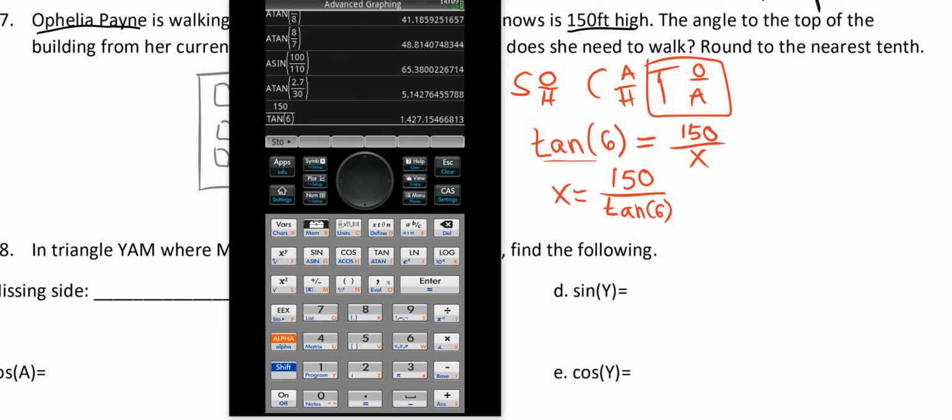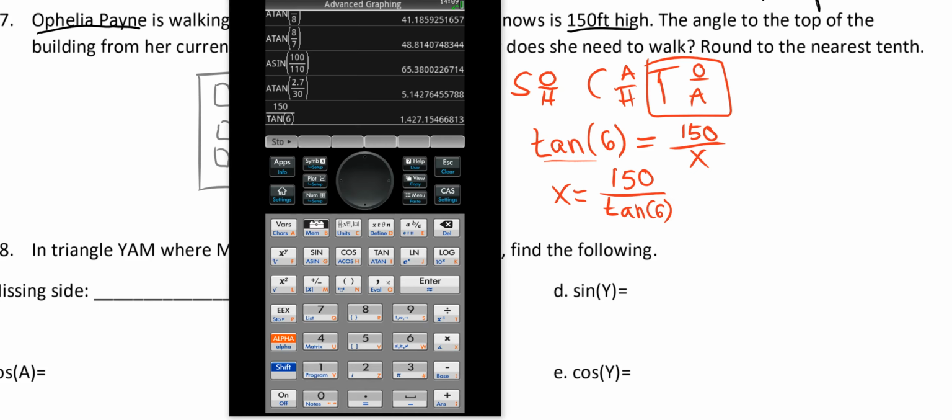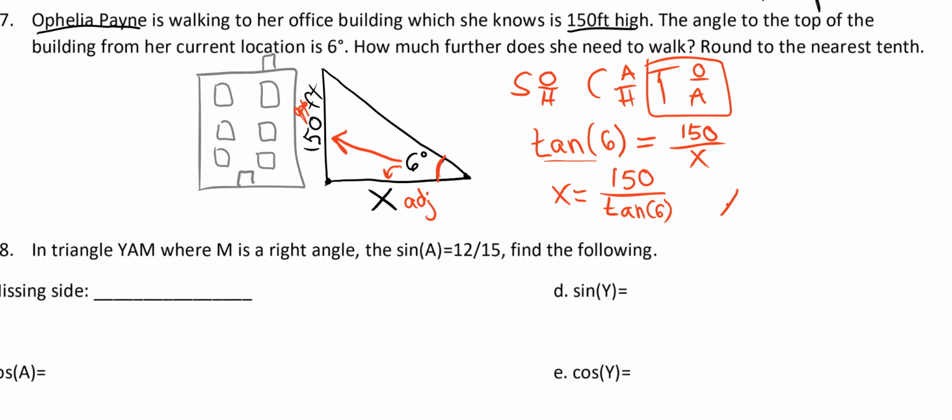Whew, Ophelia's got a pretty far distance to walk here. It says round to the nearest 10th. So we're going to say 1,427 point, the 10th is the first decimal place, so 0.2, because the 5 makes that 1 round up. So x is equal to 1,427.2 feet from her building. So that's how far Ophelia needs to walk.